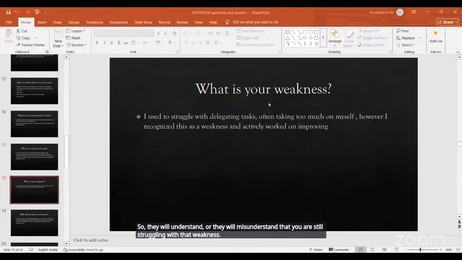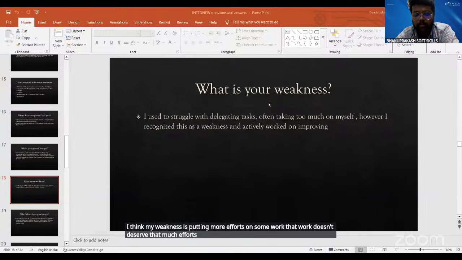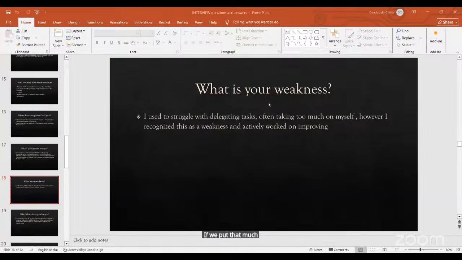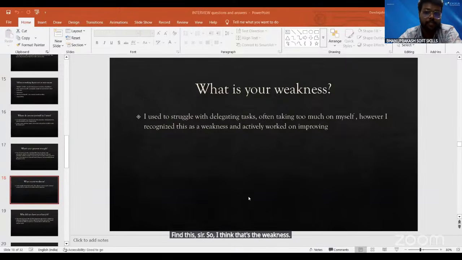Yes, Deepika. I think my weakness is putting more effort into some work that doesn't deserve that much effort. If we put in that much effort, there will be lagging and time wasted, sir. So I think that's the weakness. Okay, that's great.